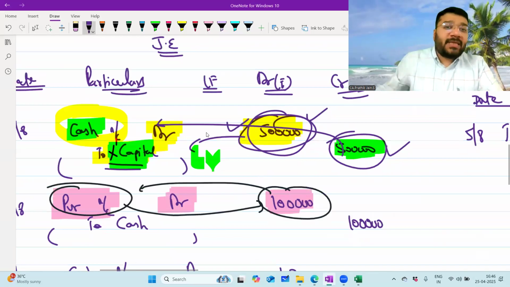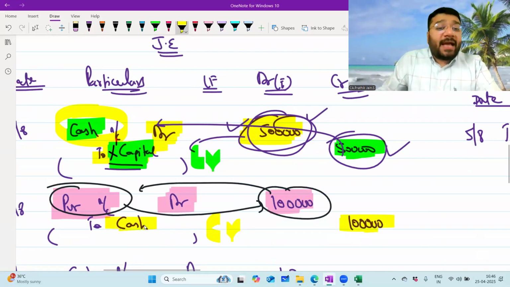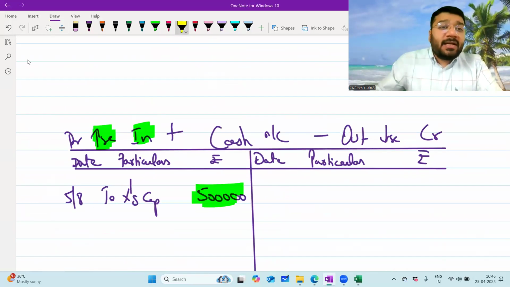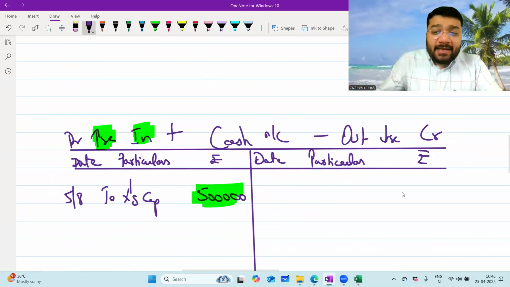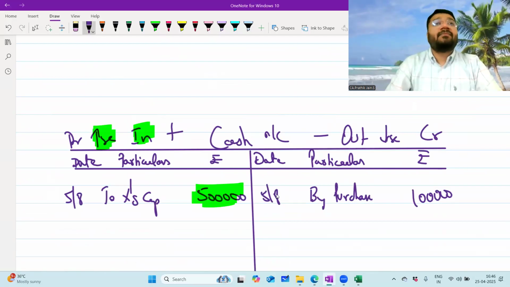Next, sir, I have to record 1 lakh rupees. Where? Credit side of cash account. So go to cash account. Which side? Credit side. How much amount should I record on the credit side? 1 lakh rupees. Who's the opposite party? Purchase. So by purchase.